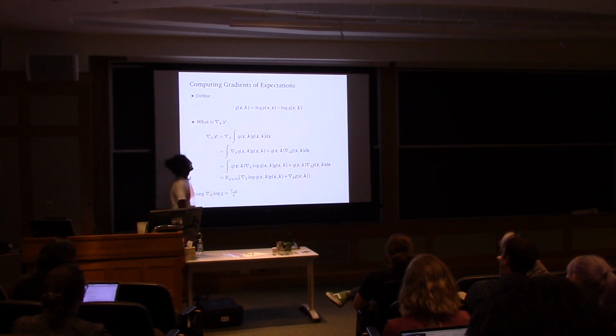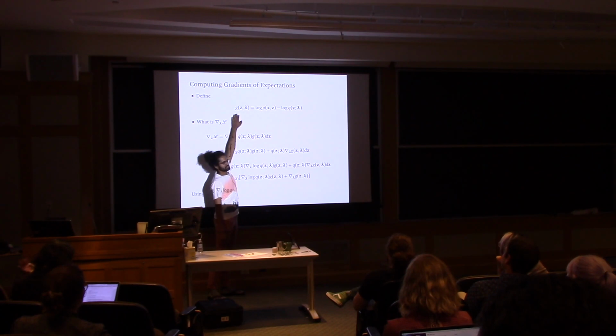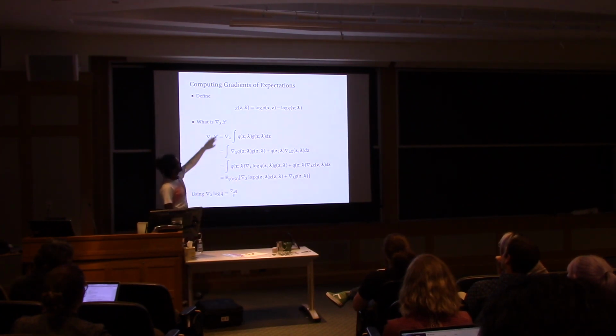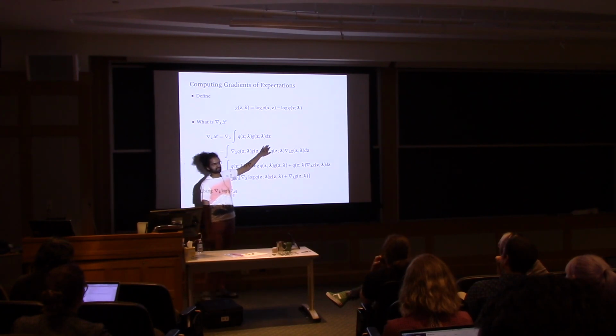So how do we take gradients of expectations? We have some general function, g of z and lambda. Z is the variable, lambda is a parameter. And I want to take the gradient of that evidence lower bound. The way that I take the gradient is simply the gradient of the integral, expanding it out.